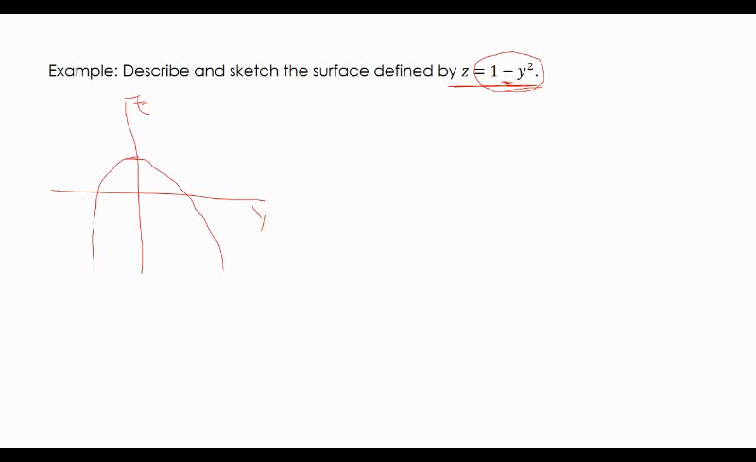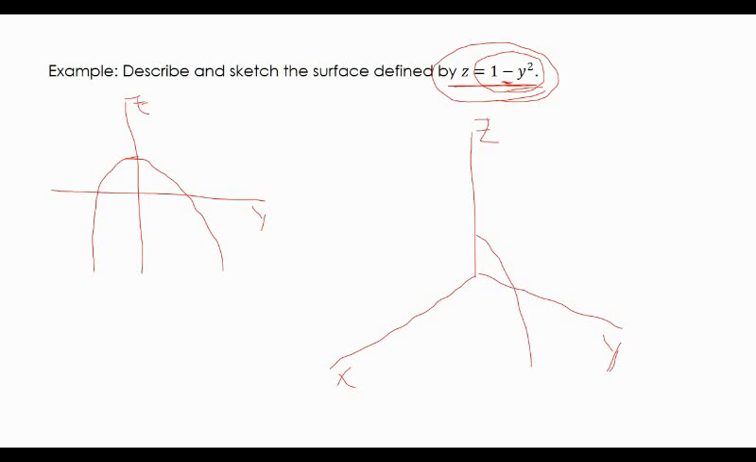However, there's no x dependence here. So every single time I move along x, I'm going to get exactly a copy of that. So if I come over here and draw my XYZ space, X, Y, Z, every x value is going to produce the same parabola.